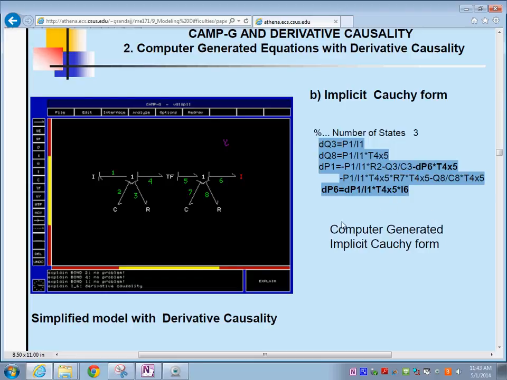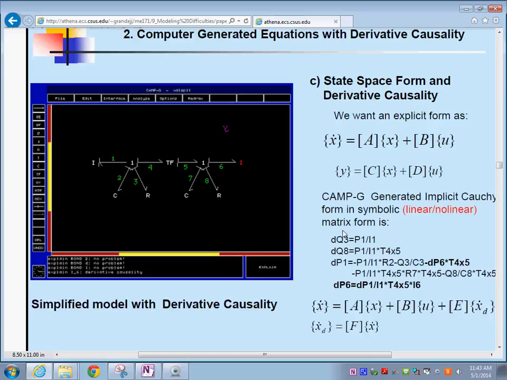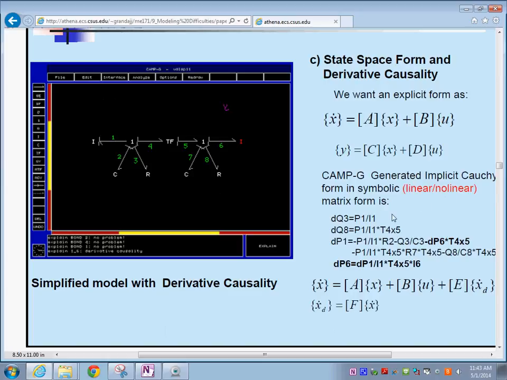So I'm going to propose a solution in here that would examine the fact that you have this Cauchy form of the equations with derivatives on the right hand side. Remember, the Cauchy form of the equations were used to find the state space form. So what I'm thinking is that we could find a way to manipulate the original system of the state space form derived from these Cauchy equations and see if we can find a solution to the derivative causality problem.